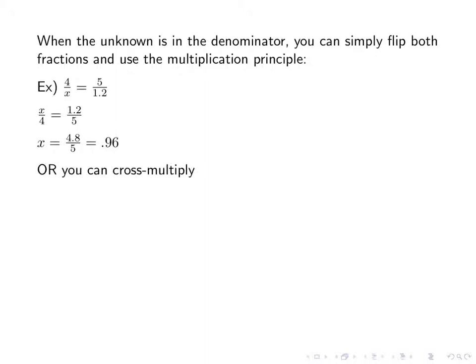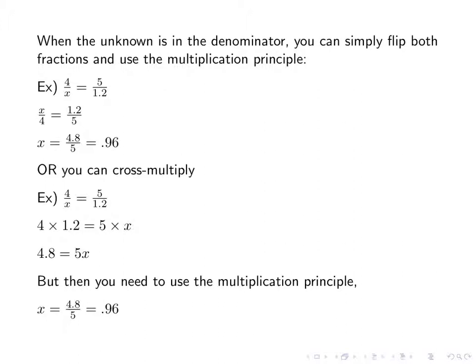The other way we can do it is we can cross multiply. So again, we'll start off with 4/x equals 5/1.2. Then we make an X and multiply the two numbers connected by each line. And we end up with 4 times 1.2 equals 5 times x. To simplify it, we get 4.8 equals 5x. Then we use the multiplication principle again, and we get x equals 4.8 over 5, which again is 0.96.